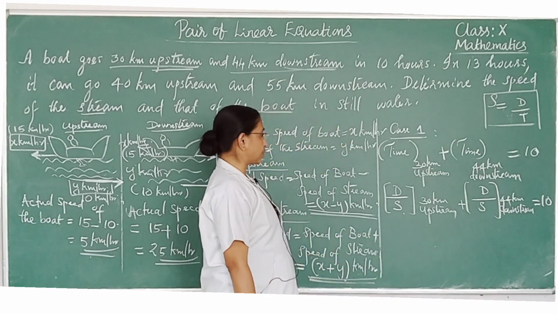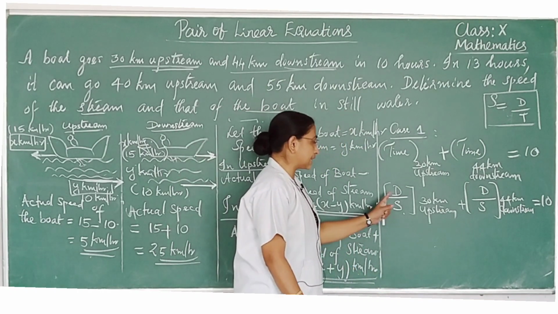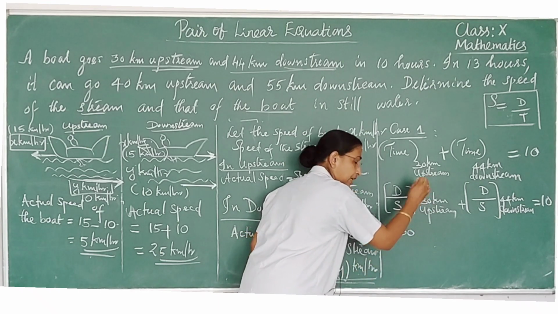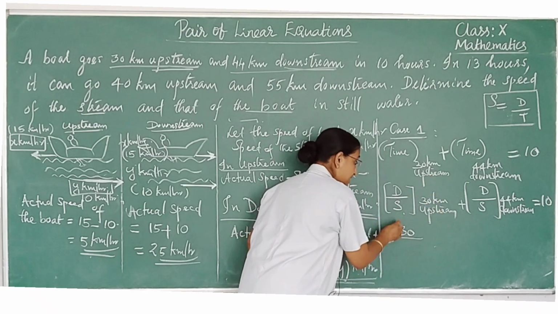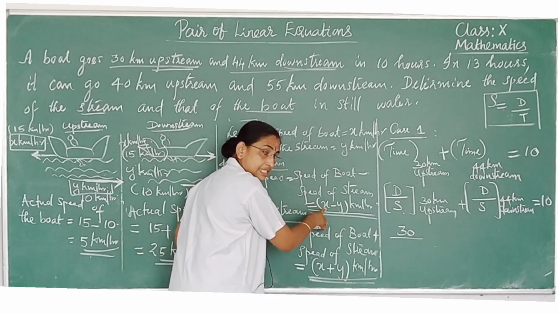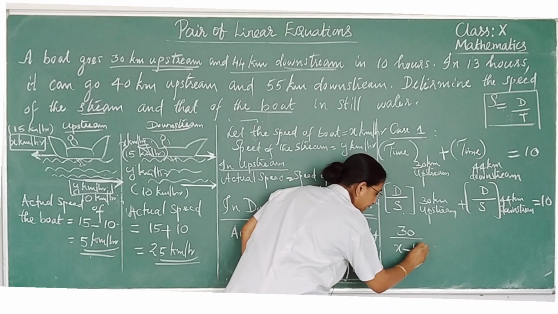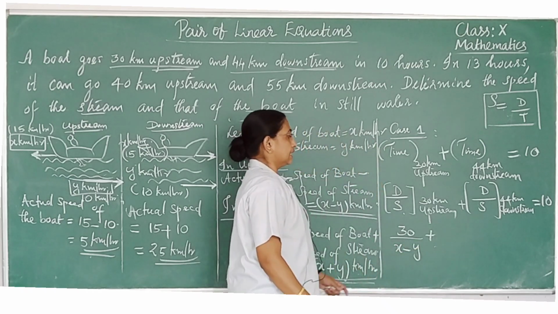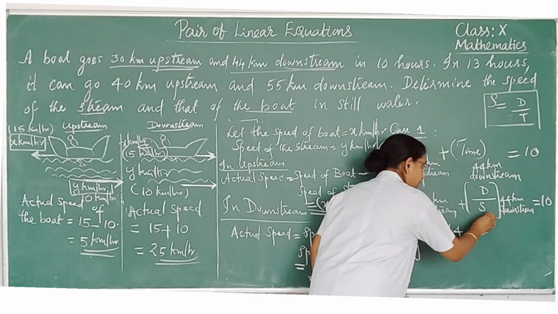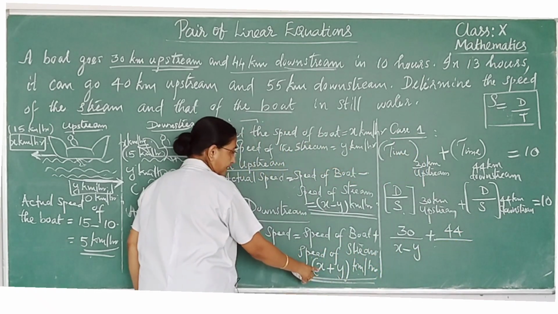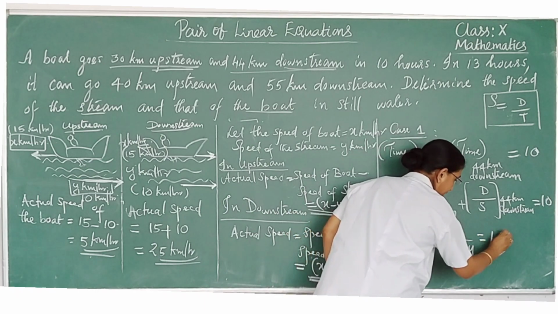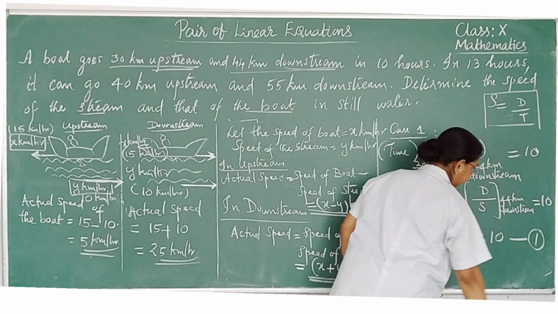Now I am going to substitute the values. What is the distance here? Distance is 30, 30 km upstream, distance 30 by speed of upstream. What is the speed of upstream? Speed of upstream is known as x minus y, plus the distance here is 44 by the speed of downstream. Downstream speed is given as x plus y. This equals 10, which is equation number 1.